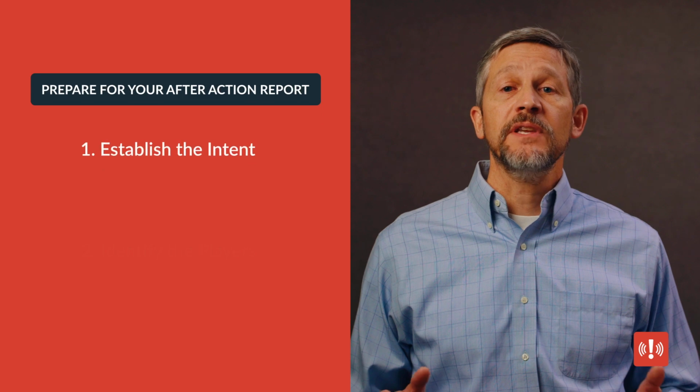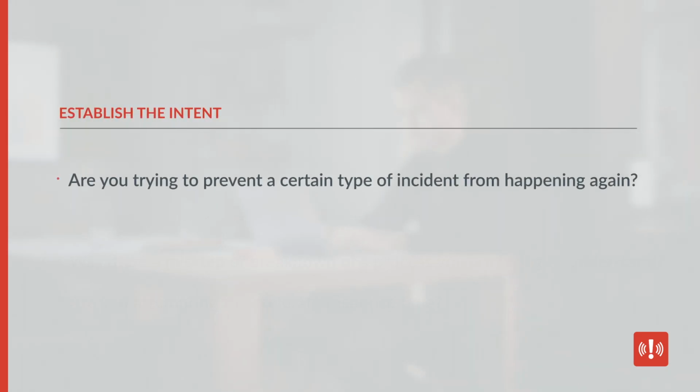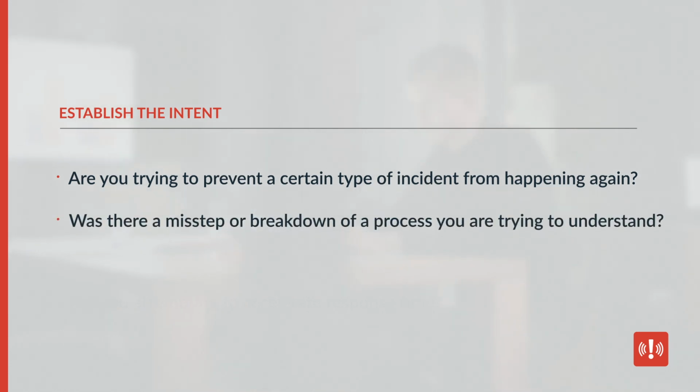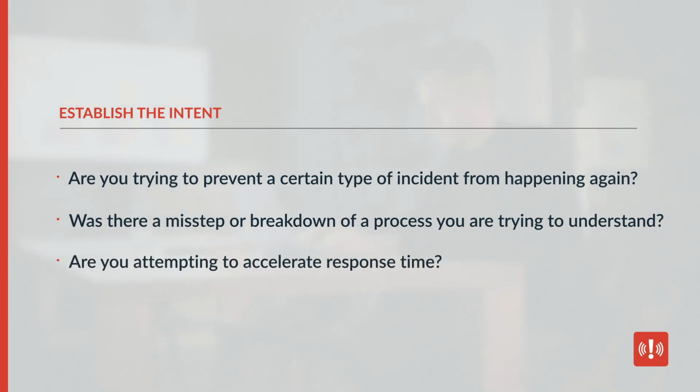To get the most value out of your after-action report, there are a few preparations you'll want to make before meeting with the stakeholders involved in executing your response plans. Let's break those down. Number 1, establish the intent. To define the goals of your report, ask yourself, are you trying to prevent a certain type of incident from happening again? Was there a misstep or breakdown of a process you're trying to understand? Are you attempting to accelerate response time? Knowing what you hope to accomplish will give you better, more specific answers in your report.